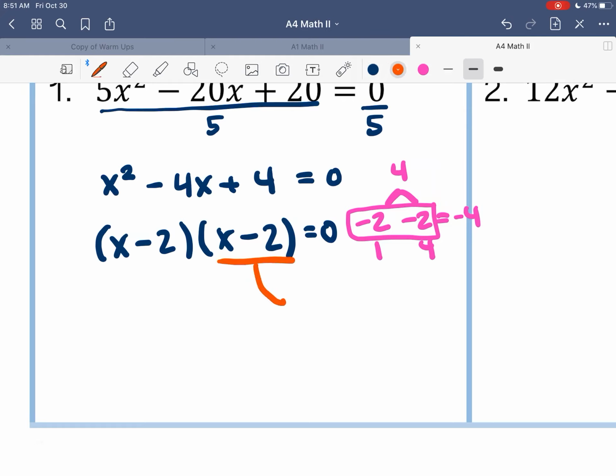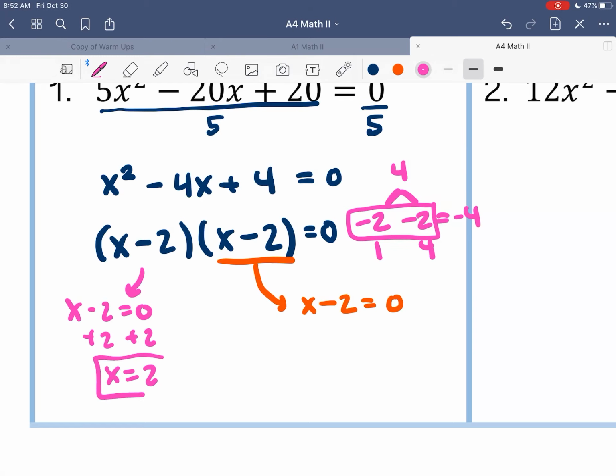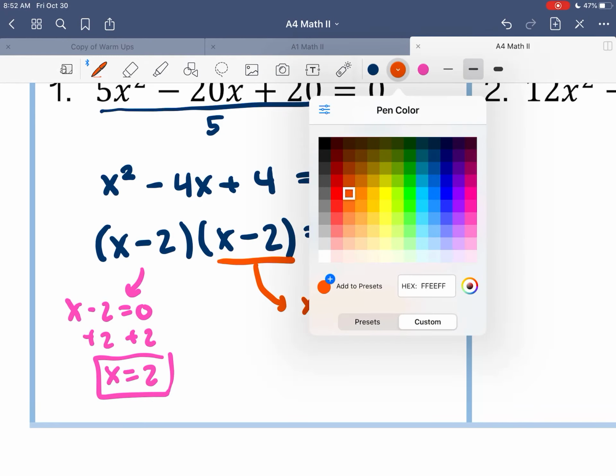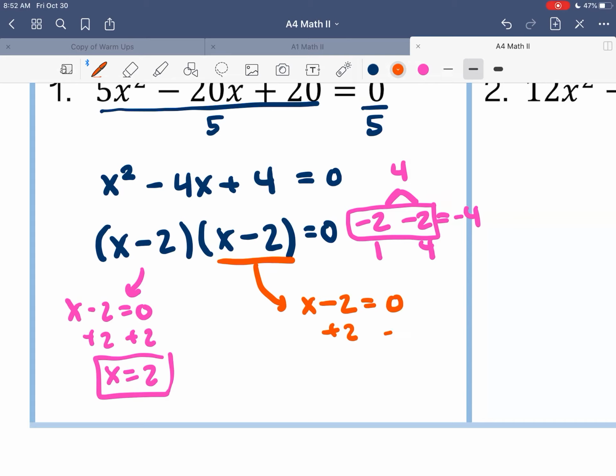That's our factored form. So we are going to keep going and set up our two mini equations here, x minus 2 equals 0. And then solve. So I'm going to add 2, x equals positive 2. You might notice that these are both the same equation, so we're going to get the same answer.